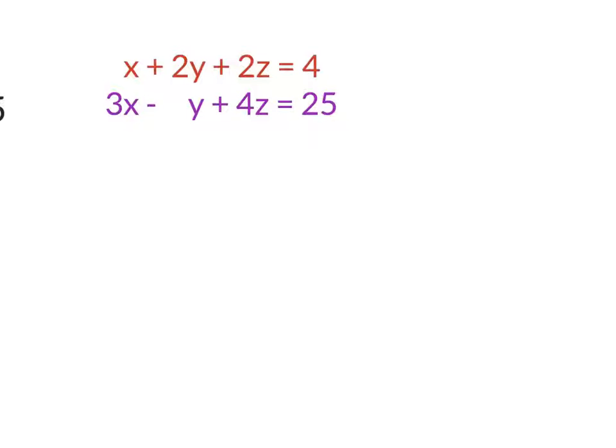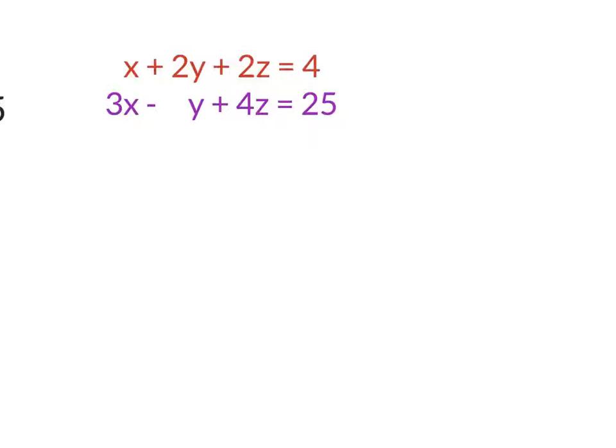Now, looking at these two equations right here, I don't really see any variables that are going to be easily eliminated. Because of that, I get to choose what I want to eliminate, and I'm going to choose to eliminate the x's. You could have chosen to eliminate the y's or the z's.